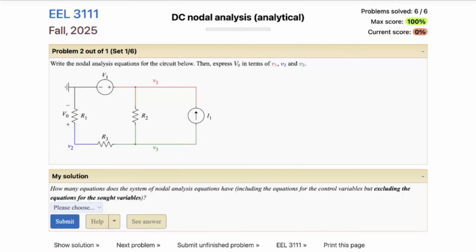So to determine how many equations you're going to need to solve for these, we're going to take the total number of nodes and subtract the reference node. So we have 4 minus 1, and we're going to need 3 equations.